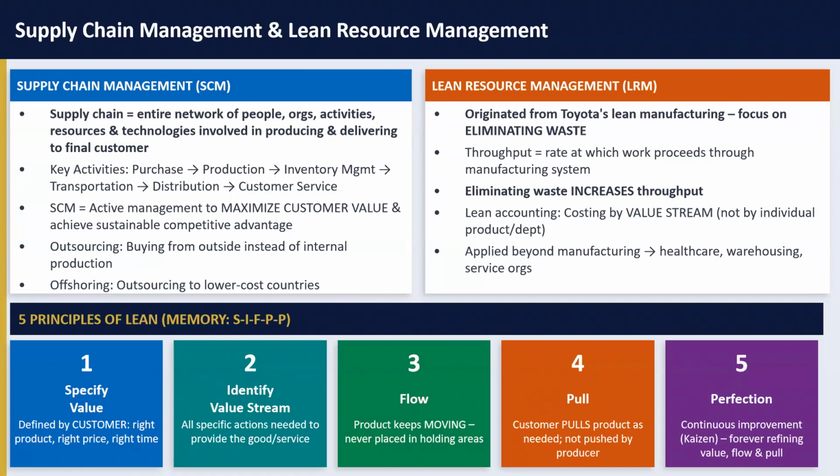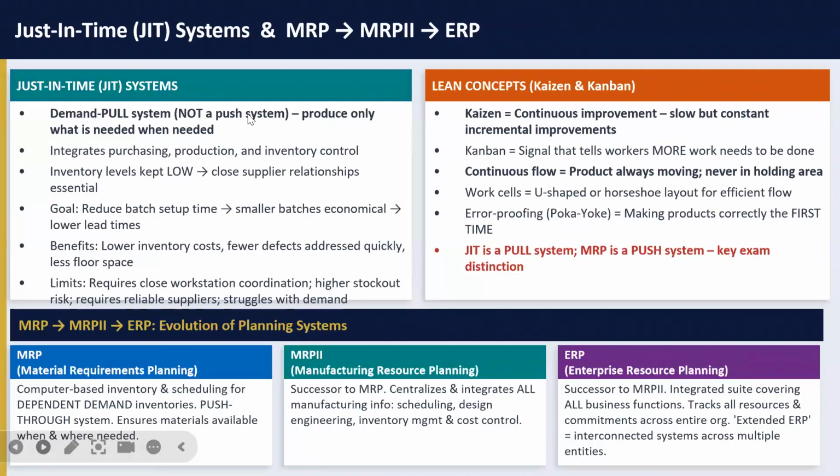Okay. Next up, just-in-time systems. Again, a just-in-time system is a pull system. This was again an initiative by Toyota itself. So what they did was, they thought that maintaining inventory in an organization is very costly. It has more costs.